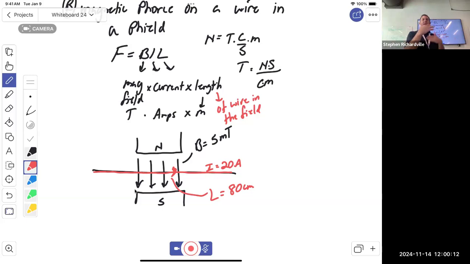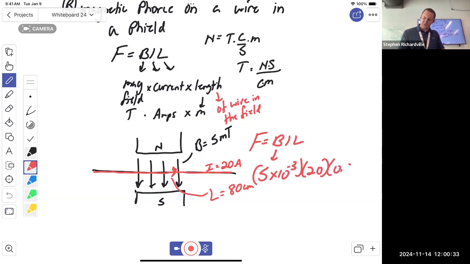But we'll just say, hey, look, I've got this field created by maybe two magnets. I've got current running on a wire. What is the force on the wire in the field? So the equation, the math is very, very easy. It's just BIL. So in this case, B is millitesla, so 5 times 10 to the negative 3. The amount of current is 20 amps. And the length of the wire that's actually in the field is 80 centimeters.